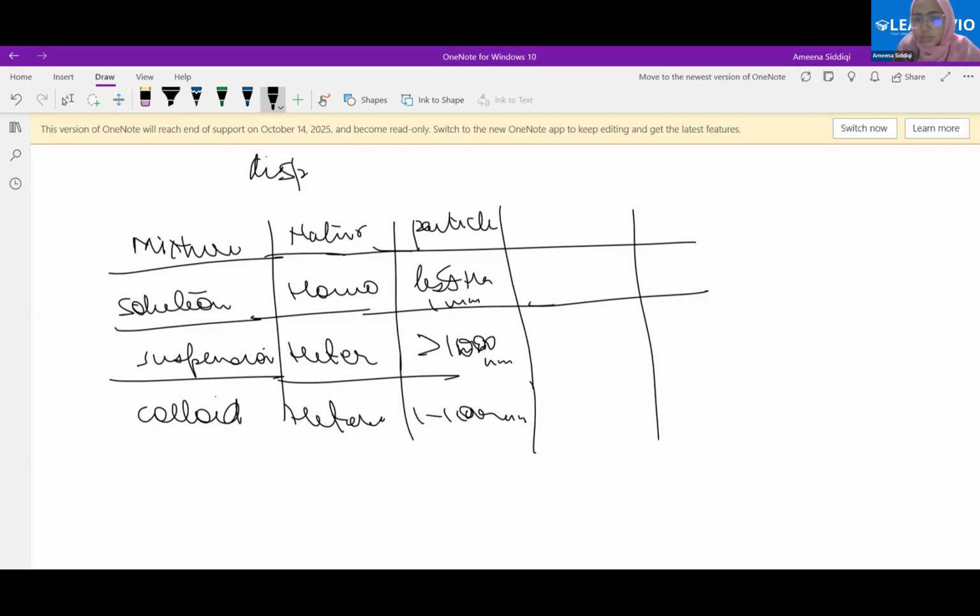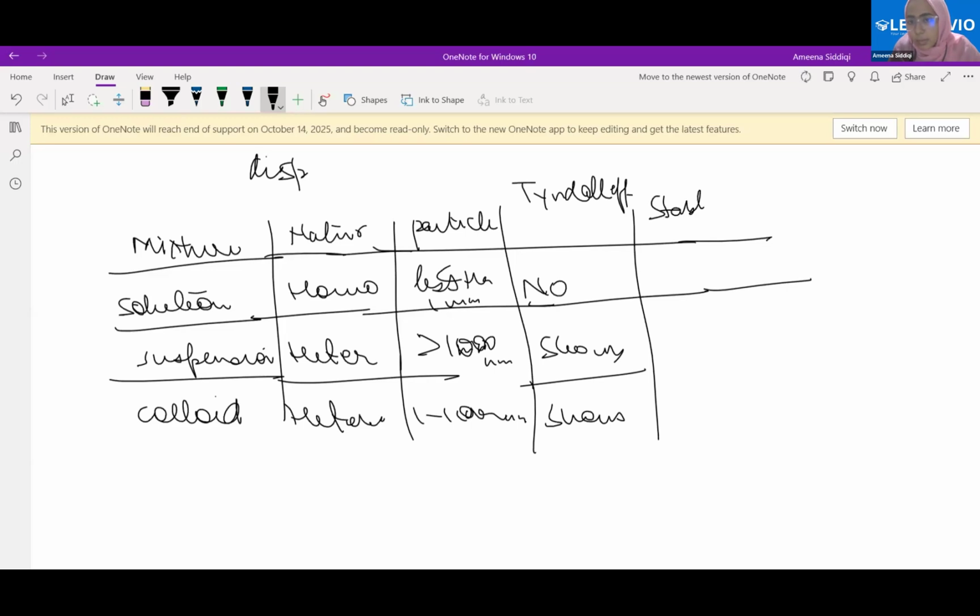Fine. The next one, Tyndall effect. No, Tyndall effect does not occur. Shows Tyndall effect. Shows Tyndall effect. Fine. Next one, stable or unstable? Stable, stable, unstable, unstable, and unstable.